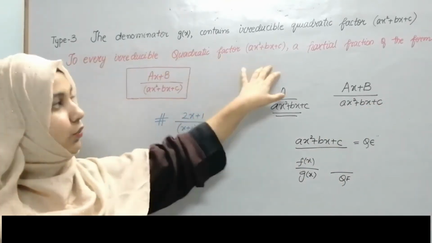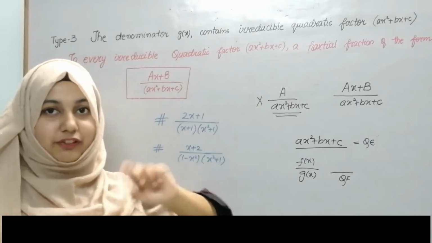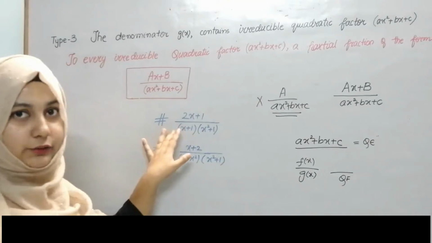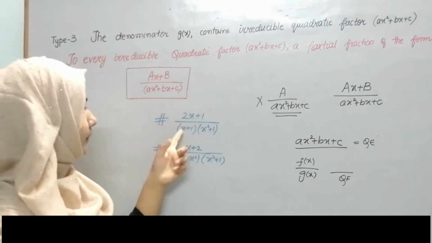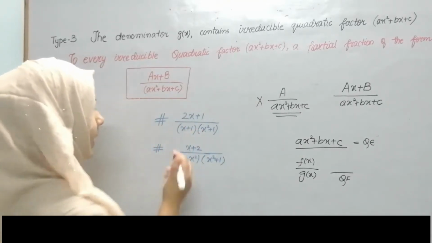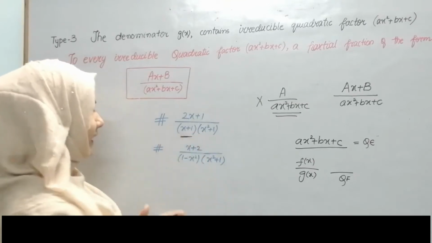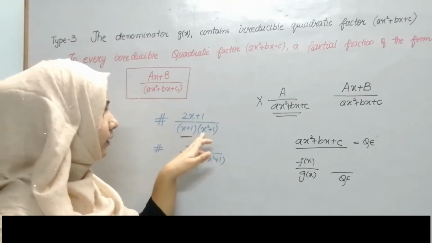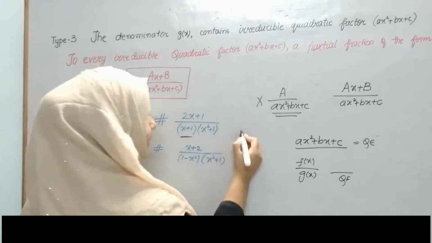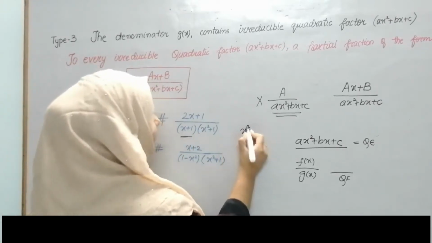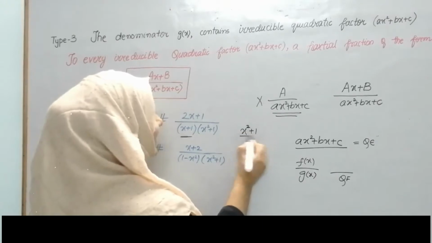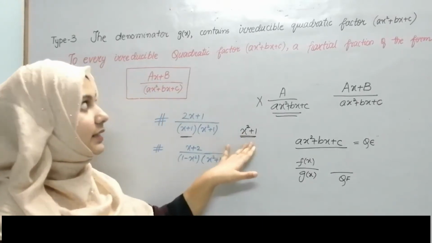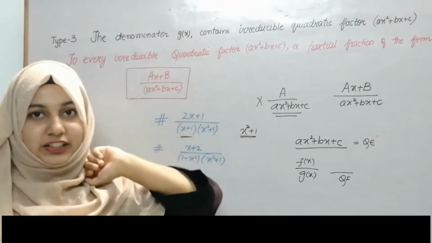Type 3 deals with quadratic factors, if the denominator has a quadratic factor which is not repeating. For example, see here, 2x plus 1 by x plus 1 into x square plus 1. This x plus 1 is a linear factor, and it is not repeating. But x square plus 1 is a quadratic factor, so it falls under type 3.